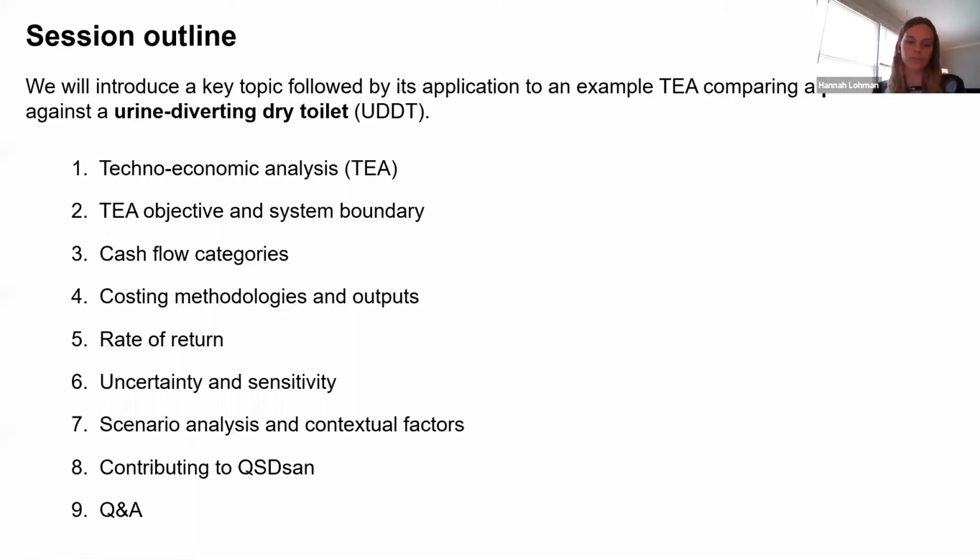This is the outline we'll be discussing today. We will be introducing key topics of techno-economic analysis, and then after each individual topic in this list, we'll be taking you to an example techno-economic analysis, where we will be comparing a pit latrine against a urine diverting toilet. We'll be introducing a topic and then we'll show its application in our example.